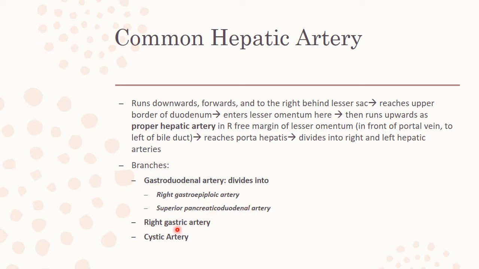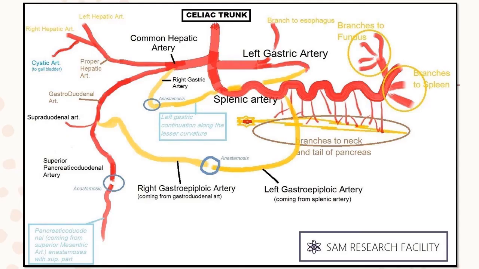Then we have another branch which is the right gastric artery. We just studied that we have a right gastric artery which is coming from the common hepatic artery, and a left gastric artery which is coming from the celiac trunk, and both anastomose along the lesser curvature of the stomach. And finally we have a cystic artery. This cystic artery is usually a branch of the right hepatic artery, not of the common hepatic artery.